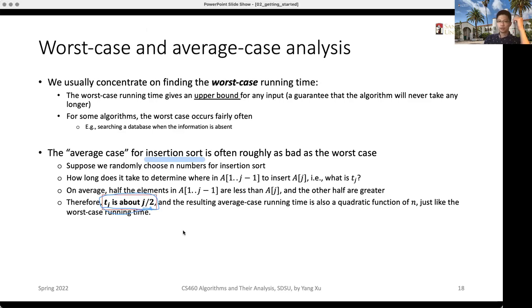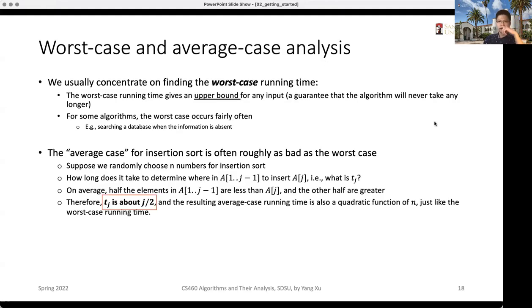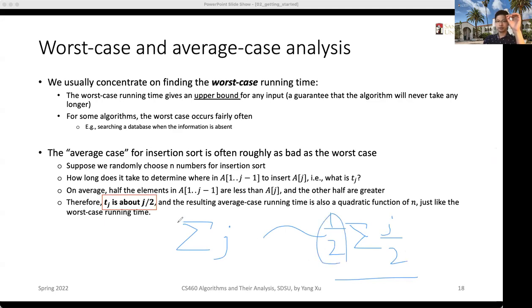So let's substitute this term into the equation, and we basically have the same function. When you compare the summation of j with the summation of half of j, when we compute the right term, we can take this 1/2 outside. So regardless of the constant coefficient, which is 1 on the left and 1/2 on the right, the inside is still the summation of j, which is still a quadratic function. So we can say that the average time for insertion sort is almost at the same level as the worst case scenario.